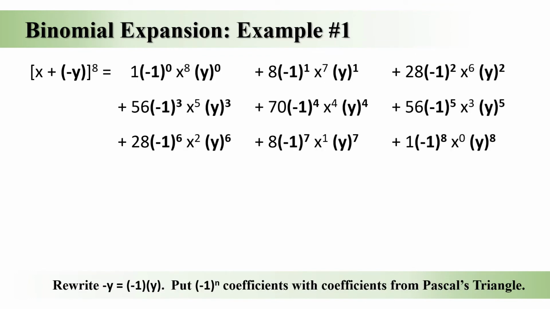Now I recommend separating the negative from the y and put the coefficient of negative 1 to the 0 with the other coefficient of 1 where you got from Pascal's triangle. So in the second term, I'm going to have negative 1 raised to the 1st being multiplied by 8. In the next term, I'm going to take negative 1 and raise that to the 2nd power and multiply that by 28. And I'm just going to have y to the 0, y to the 1, y to the 2, all the way to y to the 8th.